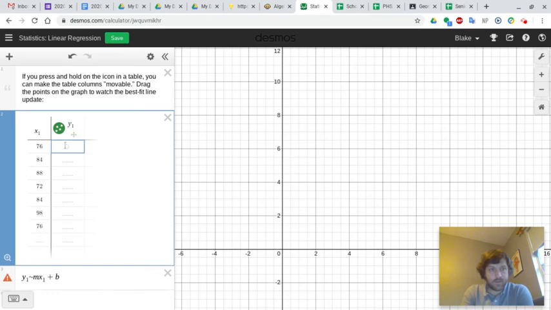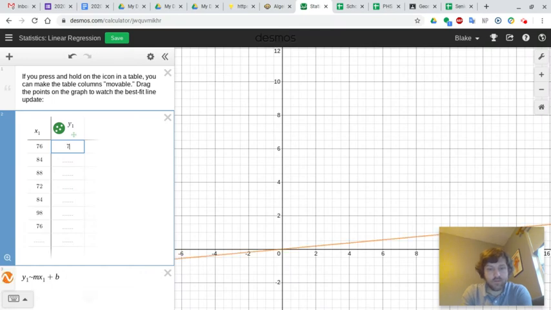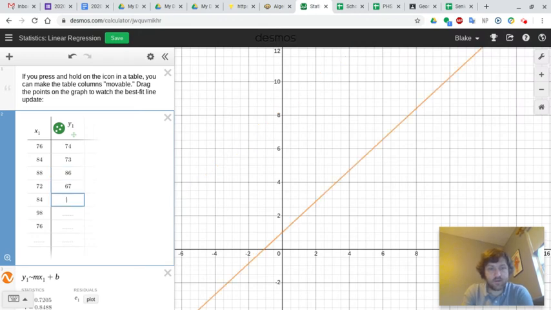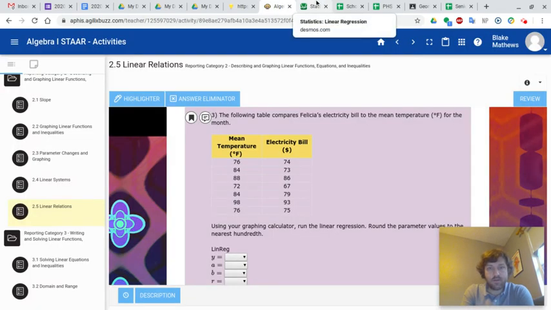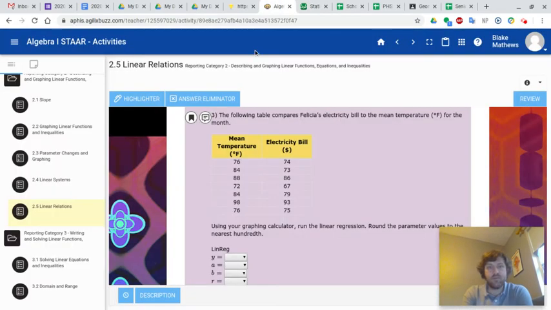And I go to my next one. 74, 73, 86, 67, 79, 93, 75. Okay, so I'm just entering X values, Y values. Oops, sorry about that. Y values.